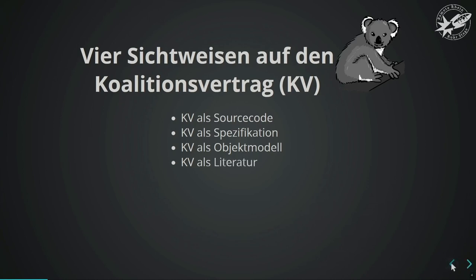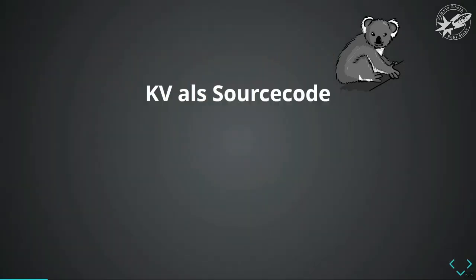And finally, we look at the CA as literature, because I would like you to actually read it, because this is what our government will base directions on for the next 4 years. So, coalition agreement as source code, the first chapter.